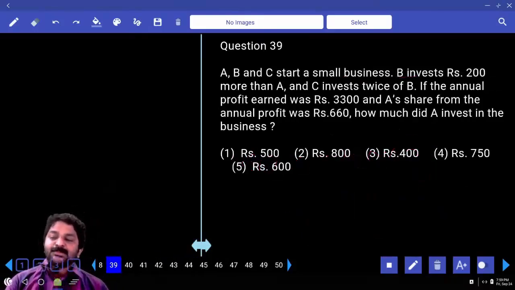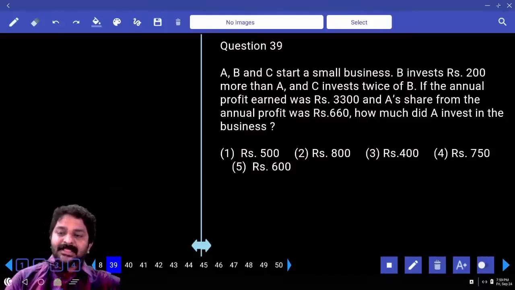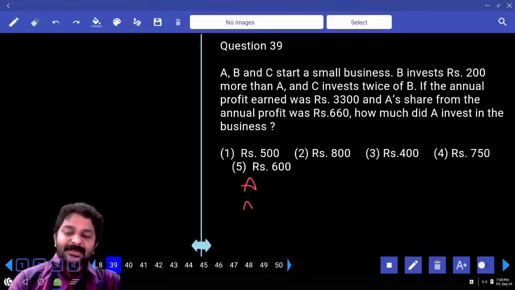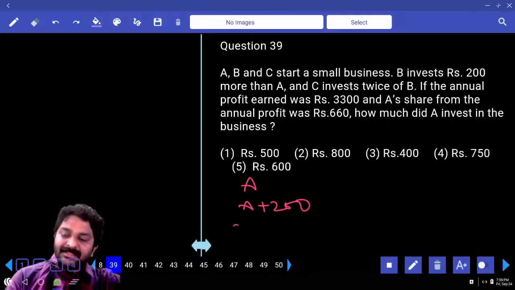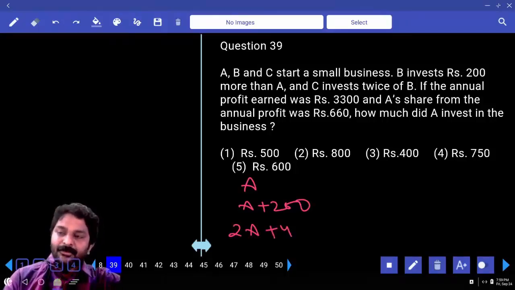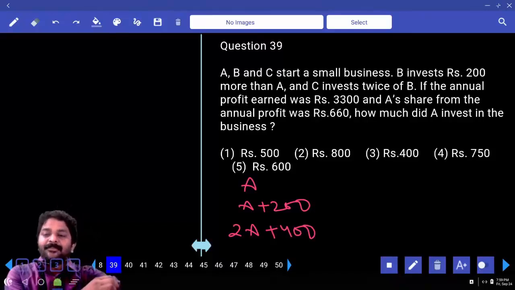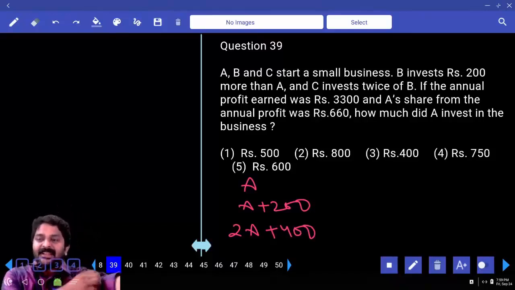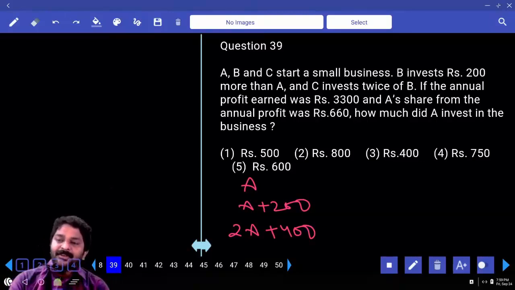A, B, C start a small business. B invests 200 more than A. If A invests A rupees, B will invest A plus 200. C invests twice that of B, that means 2A plus 400. If the annual profit earned was 3,300 and A's share from the annual profit was 660, how much did A invest in the business?